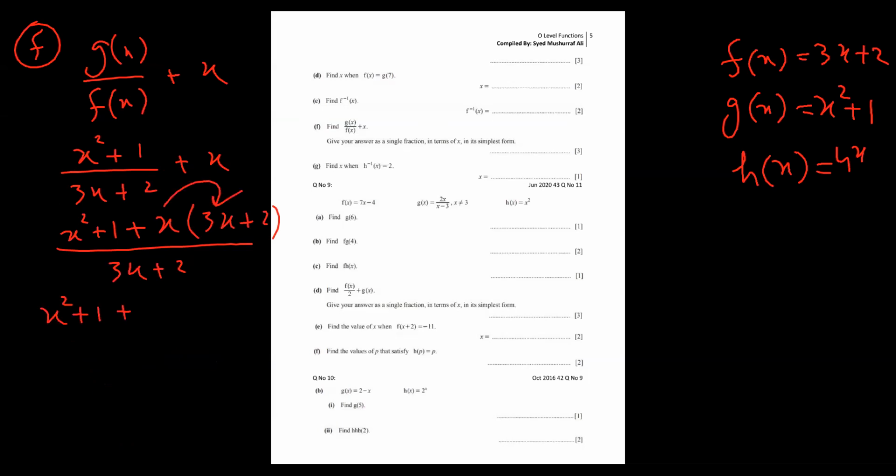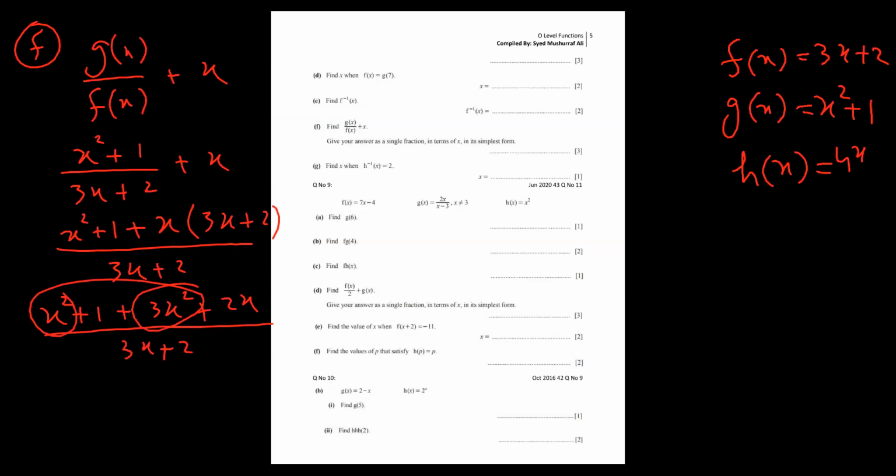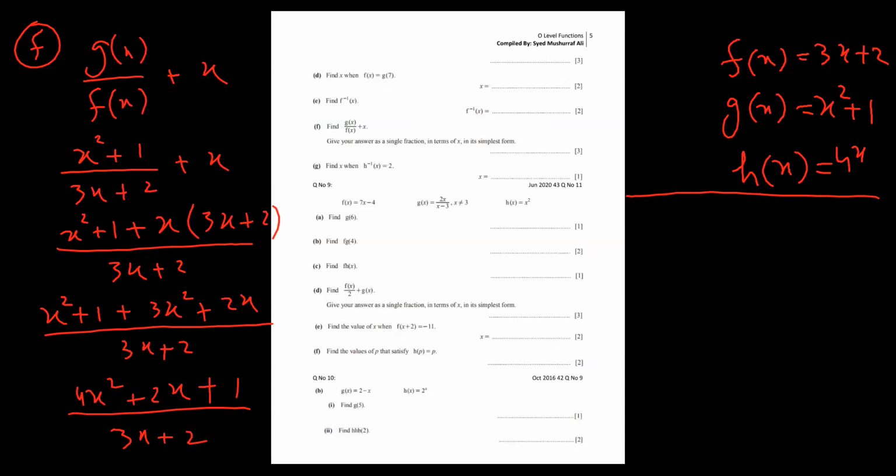X times 3x will give you 3x squared. X times 2 will give you 2x, and divided by 3x plus 2. Now 3x squared and plus 1x squared will give you 4x squared. And this 2x, copy after that in order, 2x, and then this one comes at the end. Okay, and down I have 3x plus 2. He said make a single fraction, and I have done it. So that is over. Let's talk about the last part, and that is the G part.